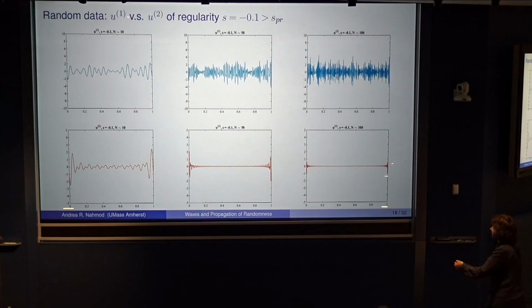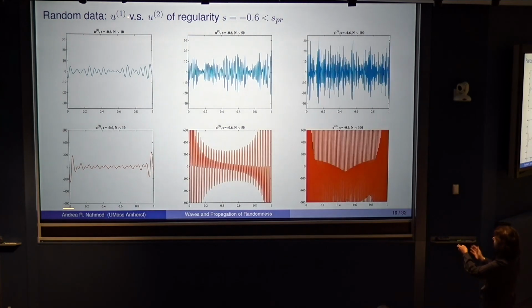So this is the same as before. Here the SPR is minus a quarter. So you do the same thing as before, and you see that if you are above this number, you start very, very regular, but things again very quickly become small and smooth. Look at the scale here. But that's still very good. It's as good as the deterministic, but for much rougher data.